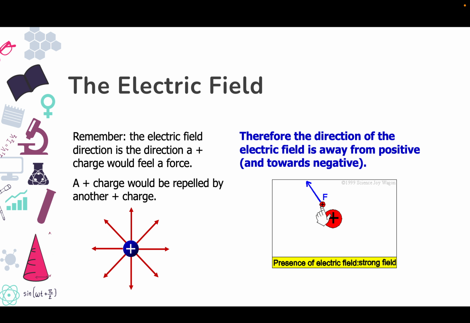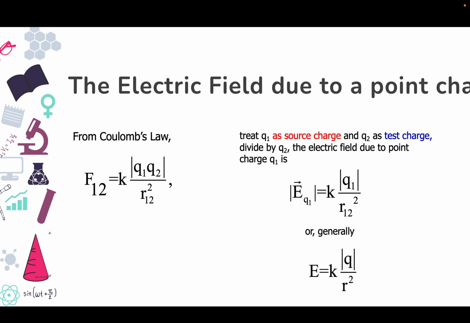Always remember that the electric field direction is the direction a positive charge would feel a force. A positive charge will be repelled by another positive charge, and therefore the direction of the field is away from the positive and towards the negative. So it's always like that. So it opposes the positive charge, or the Q0, outward. So it is going away from the positive and always going toward the negative, as seen from the figure.